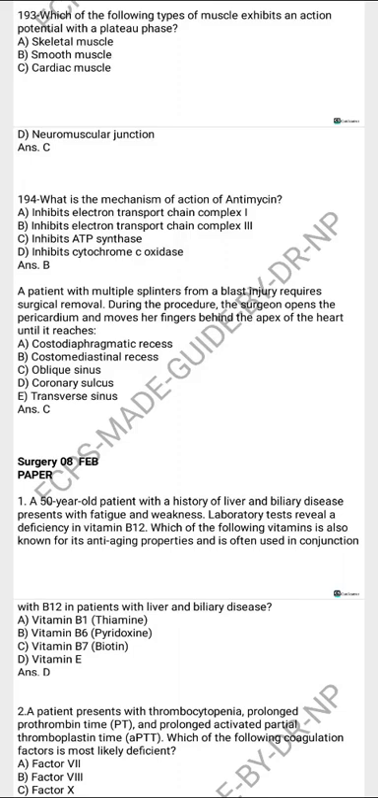Last but not least, a patient with multiple fragments from a blast injury requires surgical removal. During the procedure, the surgeon opens the pericardium and moves her fingers behind the apex of the heart until it reaches the oblique sinus. That's all from this paper.